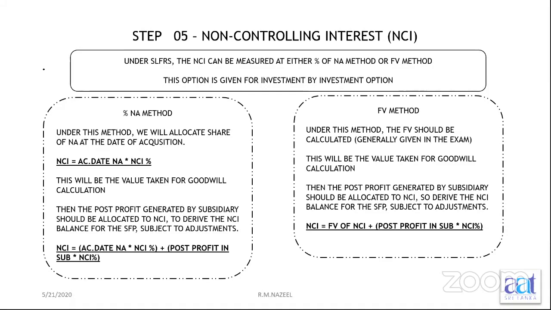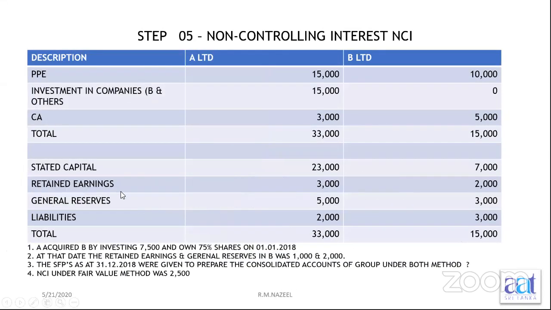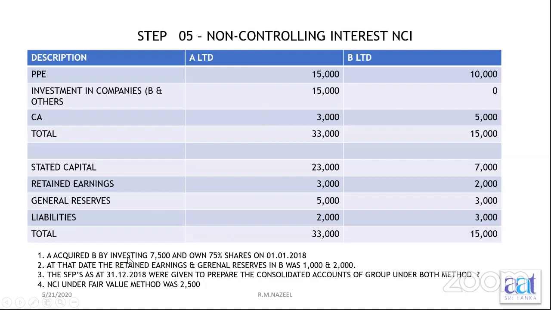Now we'll see a small question, how it evolves. Same method, same question. See the adjustment. A acquired B, 7,500 investment, and owns 75% of shares on 1st January 2008. Retained earnings are given at the date of acquisition. A statement of financial position is required to be prepared, under both of the methods.